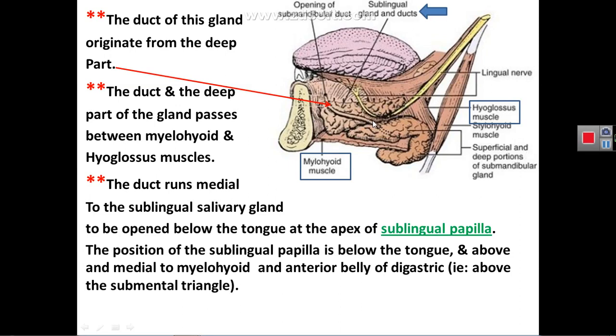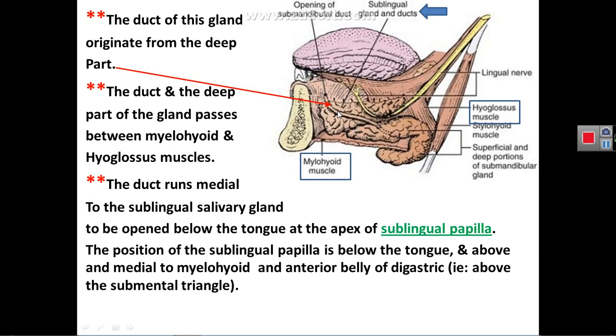The duct of the submandibular salivary gland, which originates from the deep part of the gland, runs forward medial to the sublingual salivary gland, and then it opens at the apex of a papilla deep to the tongue, which is called the sublingual papilla. The position of the sublingual papilla, where the duct opens, lies deep to the medial part of the mylohyoid muscle and the anterior belly of digastric.